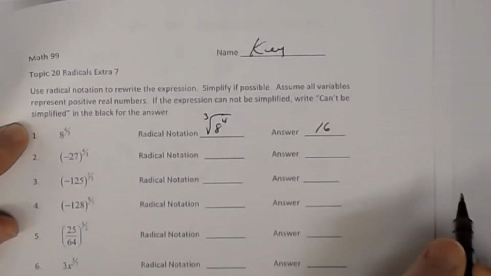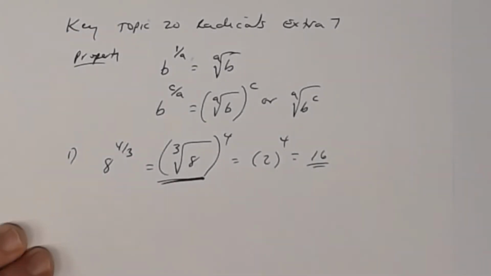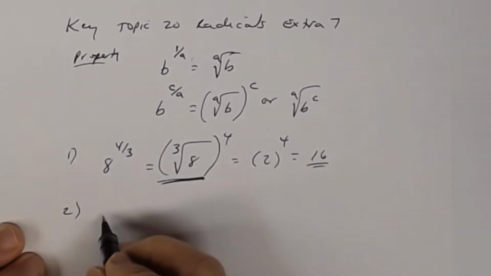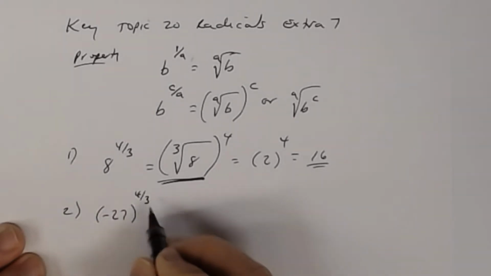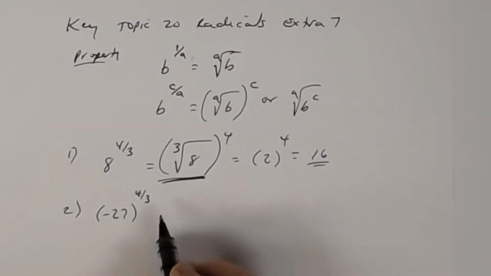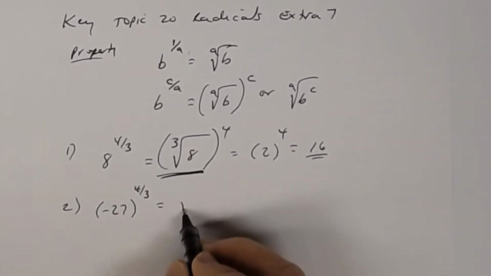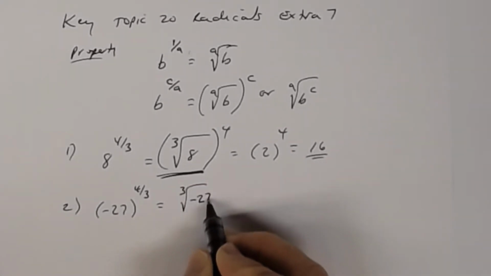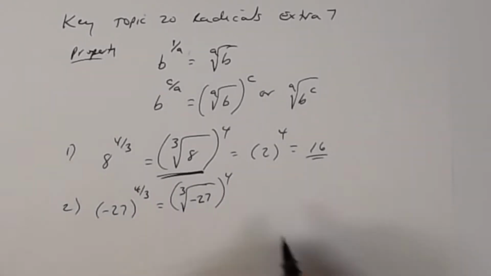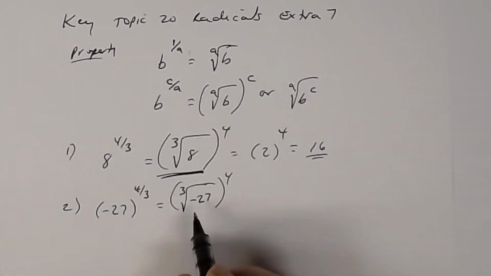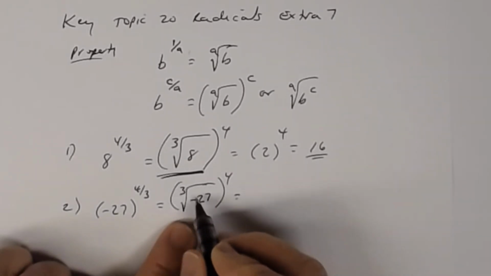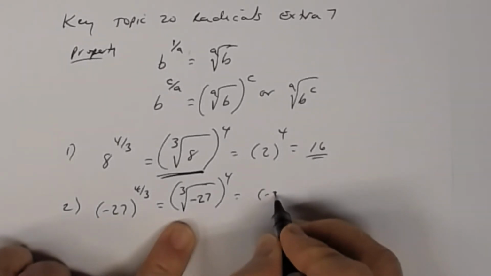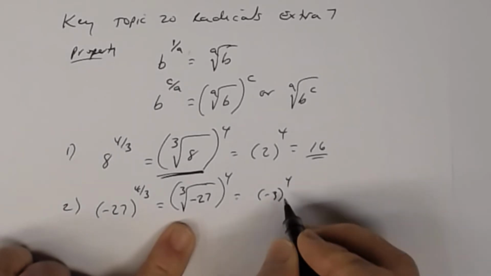16. Okay? All right, number 2, we have negative 27 raised to the 4/3 power. Same thing, radical notation, you would say the cube root of negative 27, all raised to the 4th power. So there's your radical notation. Then let's figure out what this is. The cube root of negative 27 is negative 3. And I'm raising negative 3 to the 4th power.